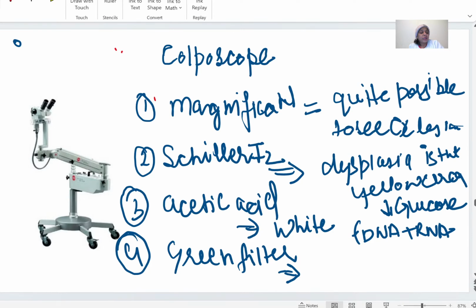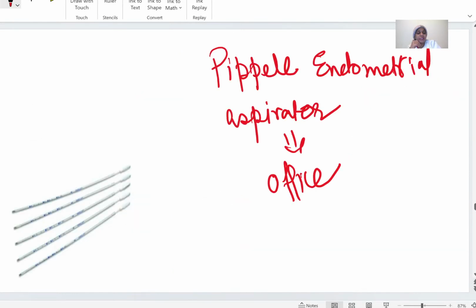Okay, this is the Peoples forceps. This is used for endometrial biopsy, office endometrial biopsy, in patients who have menometrorrhagia or postmenopausal bleeding.